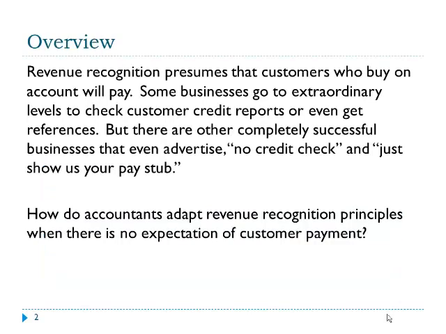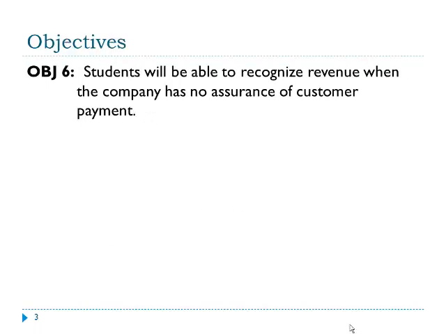Revenue recognition presumes that customers who buy on account will pay. Some businesses go to extraordinary levels to check customer credit reports or even get references, but there are other completely successful businesses that even advertise no credit check and just show us your pay stub. How do accountants adapt revenue recognition principles when there is no expectation of customer payment?